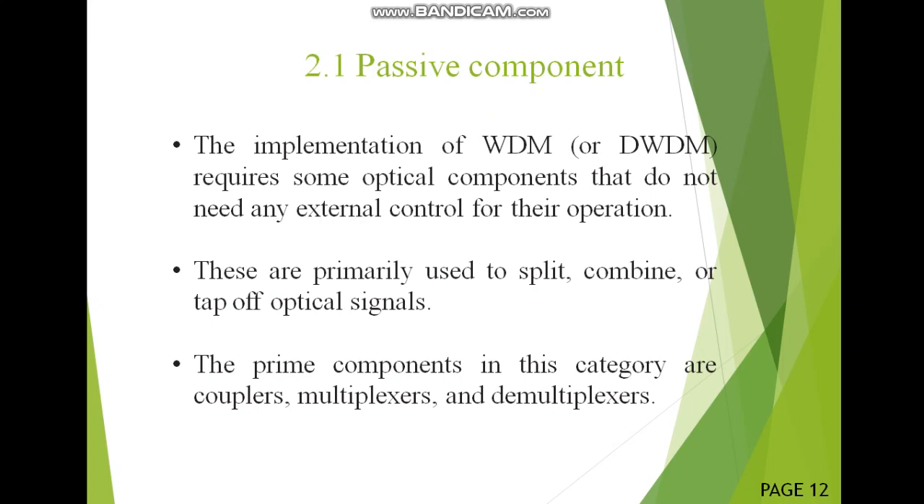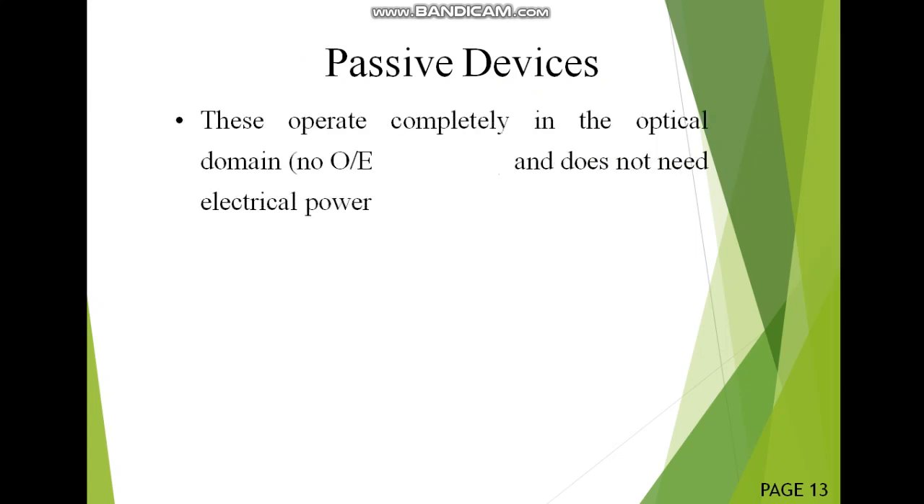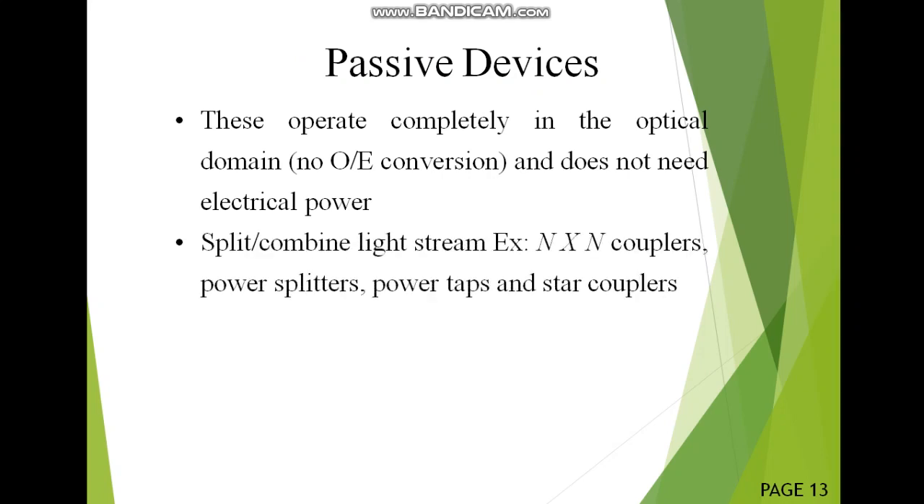Next, we will discuss the passive devices. Passive components are required to design a passive device. So, what do you mean by passive here? Passive means we don't need any optical to electrical conversion in the device, and we don't need electrical power. Passive devices do not require optical to electrical or electrical to optical conversion. Secondly, they do not need any electrical power.